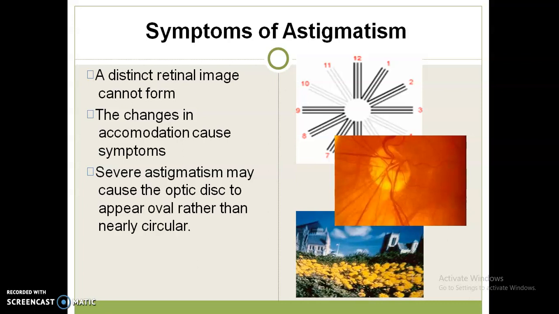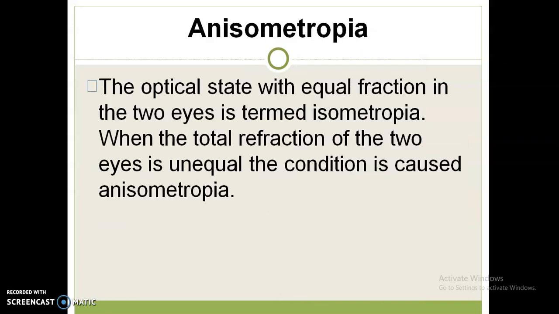Coming to the symptoms of astigmatism, a distinct retinal image cannot form. Changes in accommodation cause symptoms, and severe astigmatism may cause the optic disc to appear oval rather than near circular.